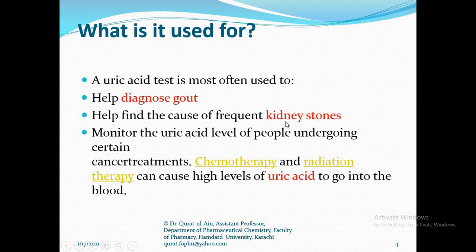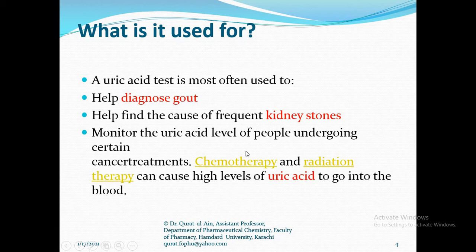It can also be an indication of kidney stones, because when uric acid is produced in increased amounts, it is not filtered out by your kidneys. It accumulates within your kidney tubules and forms a stone. So an abnormal concentration of uric acid in your body fluid, for example in your blood or urine, may be an indication that the person has kidney stones or gout.